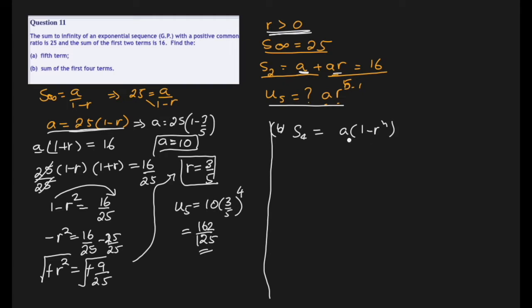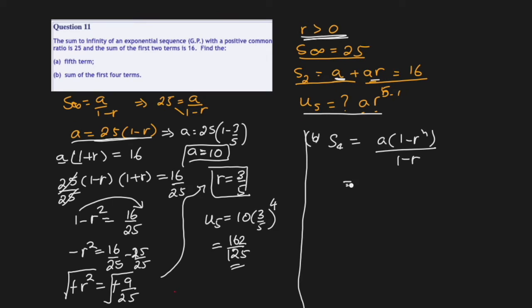r to the power n divided by 1 minus r, which is equal to 10 times 1 minus 3/5 to the power 4, divided by 1 minus 3/5. Put this carefully in your calculator and you'll get 544 over 25. This is the sum of 4 terms.